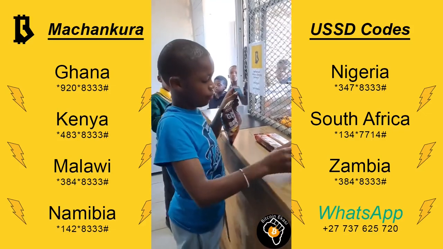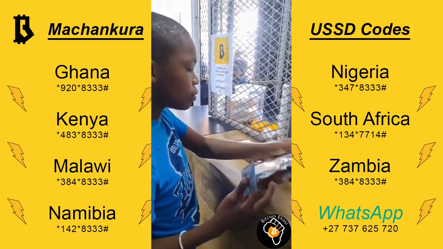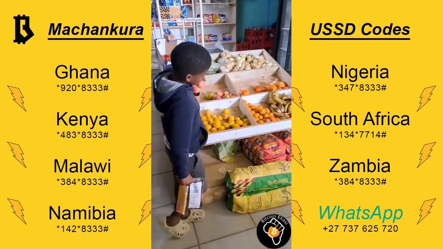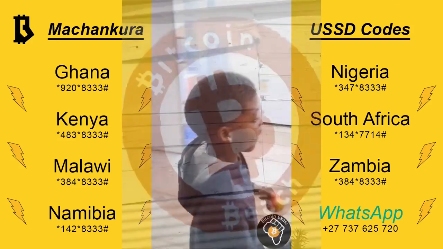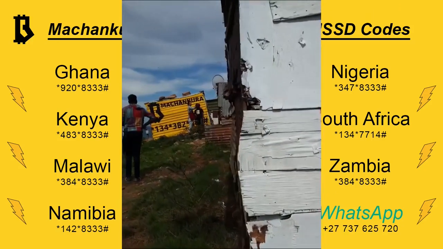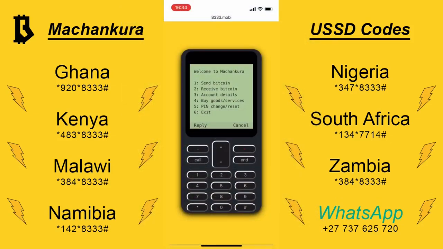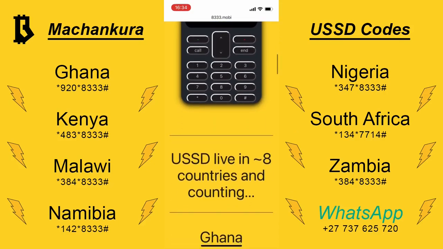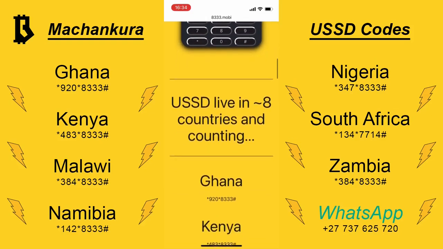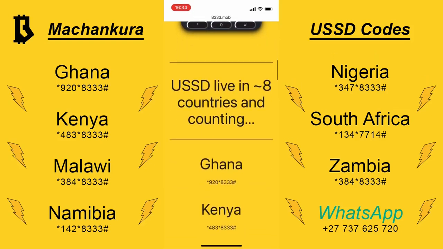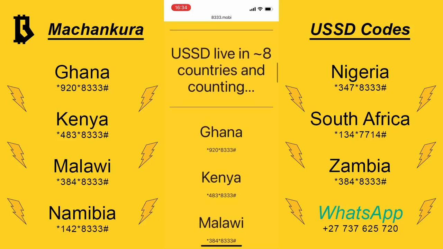So what problem does Machankura solve? Machankura was created to make Bitcoin more accessible in communities where not everyone has an internet connected device. Sweet, right? So now let's look at how it works. Machankura has different USSD codes for different African countries. You can check their website at a333.mobi to find the USSD code for your country.